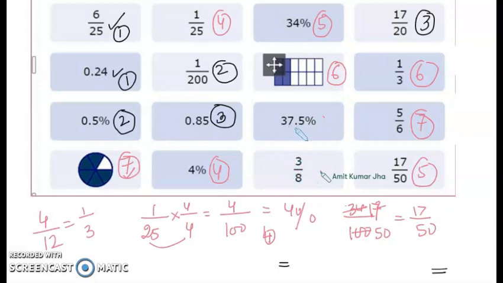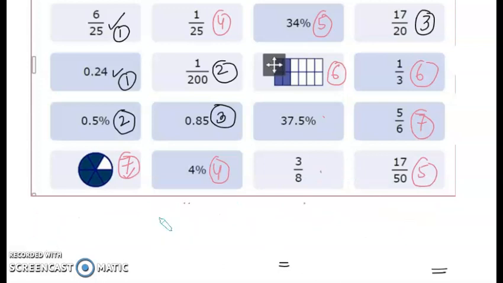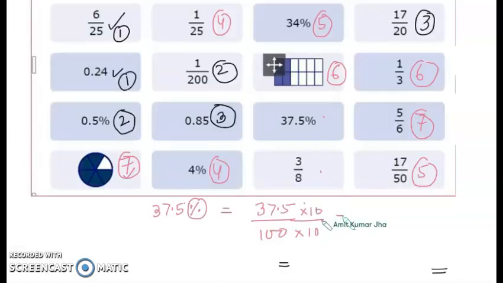You will find 37.5%. Let me show you. 37.5%. Since it is percent, in the denominator you write 100. Now multiply here by 10 and here by 10. So what is going to happen? 37.5 becomes 375 if you know the decimal multiplication. If you don't know, then let me know, I will explain. The numerator becomes 375 and this becomes 1000.